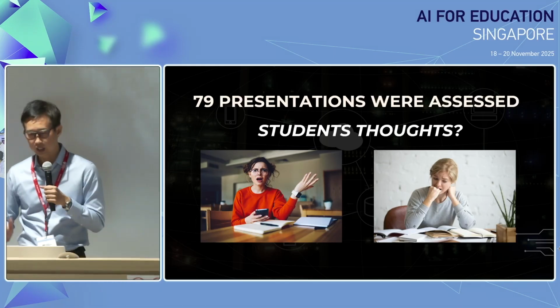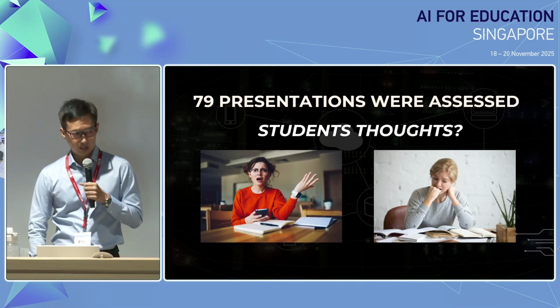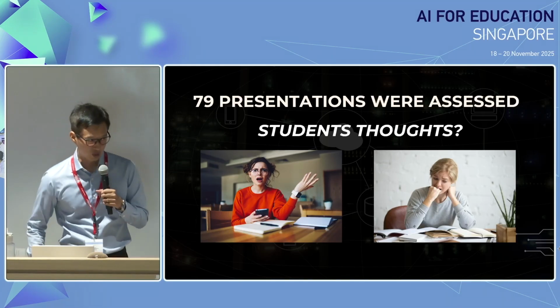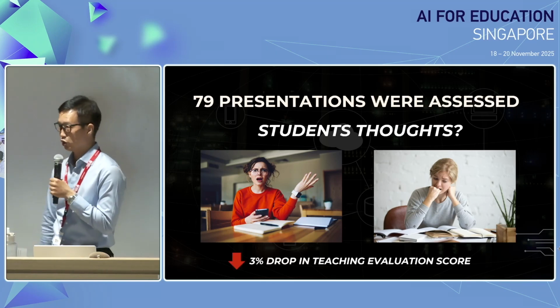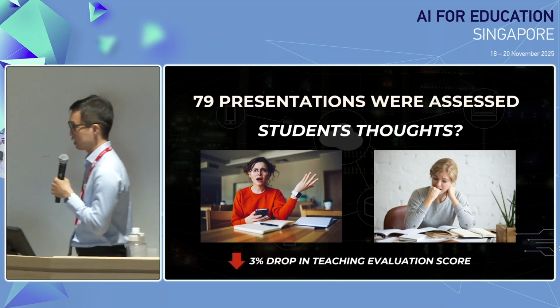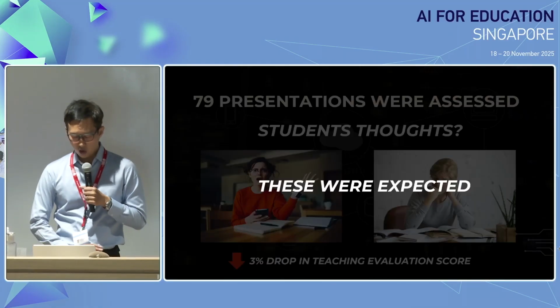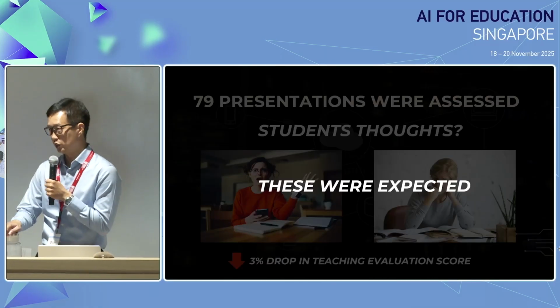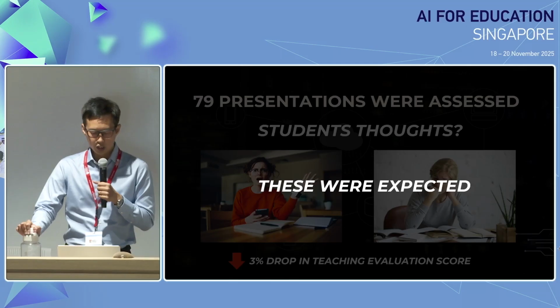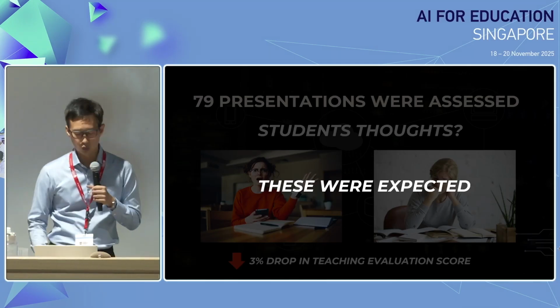So I completely understand. The other reason why you probably should not use my idea is because I experienced a 3% drop in my teaching evaluation for that semester. They don't like me very much now. But these were all expected. I knew that was going to happen. Despite the drop in teaching evaluation, I think that it is important that they do this, right?